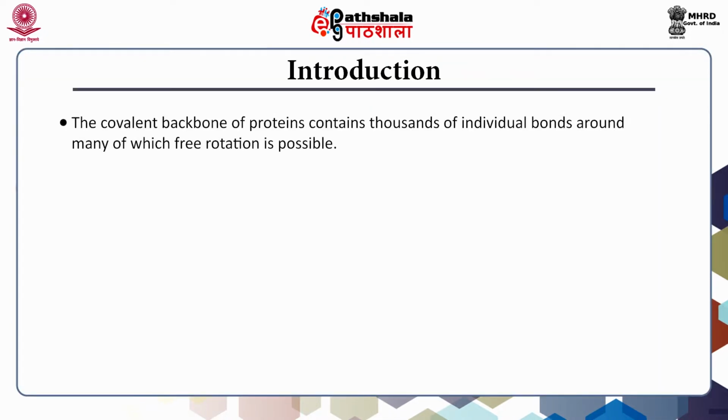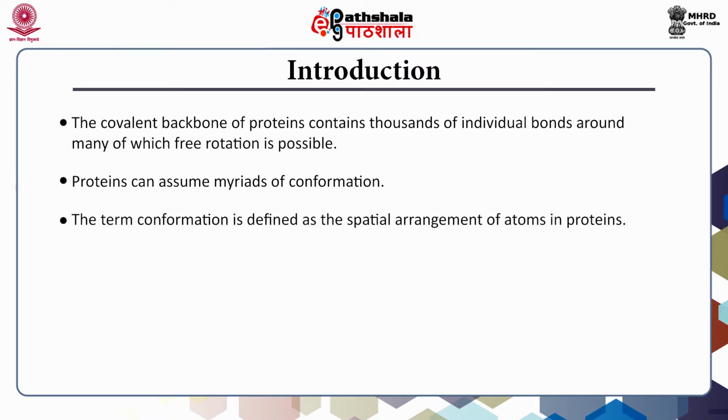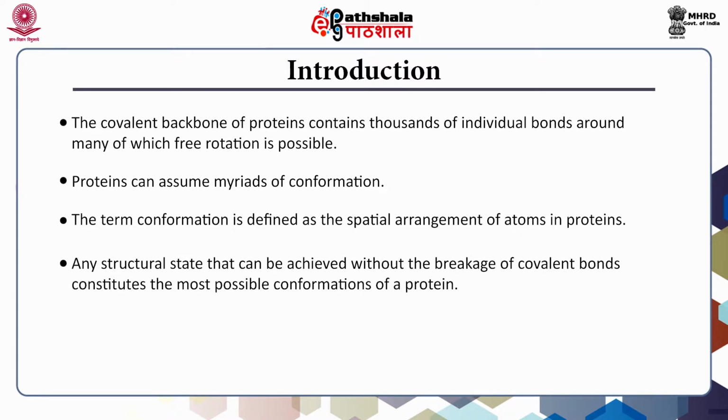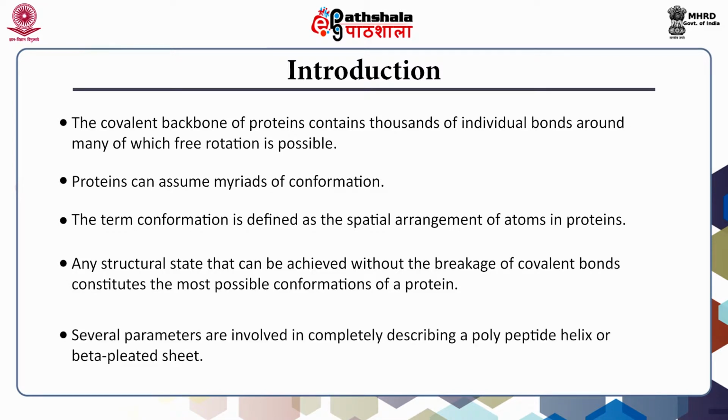Introduction. The covalent backbone of proteins contains thousands of individual bonds, around many of which free rotation is possible. Proteins can assume myriad conformations. The term conformation is defined as the spatial arrangement of atoms in proteins. Any structural state that can be achieved without the breakage of covalent bonds constitutes the possible conformations of a protein. Several parameters are involved in completely describing a polypeptide helix or a beta pleated sheet.